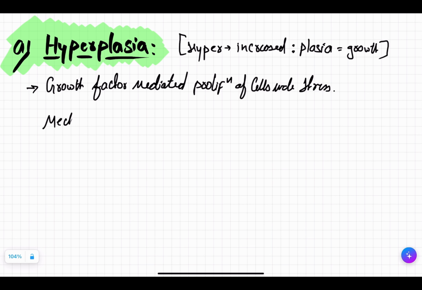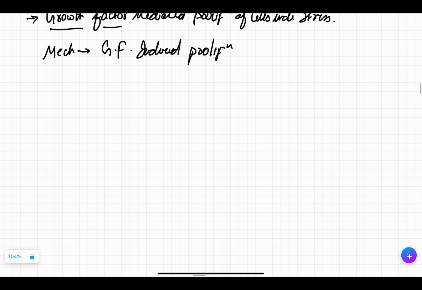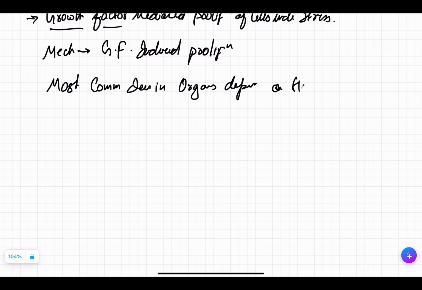What is the mechanism? As I said, growth factor. So the mechanism is growth factor induced proliferation. Since this is growth factor induced, this is most commonly seen in what? Organs which are dependent on hormones. I'm really sorry for my handwriting because I can't write as fast as I'm speaking.